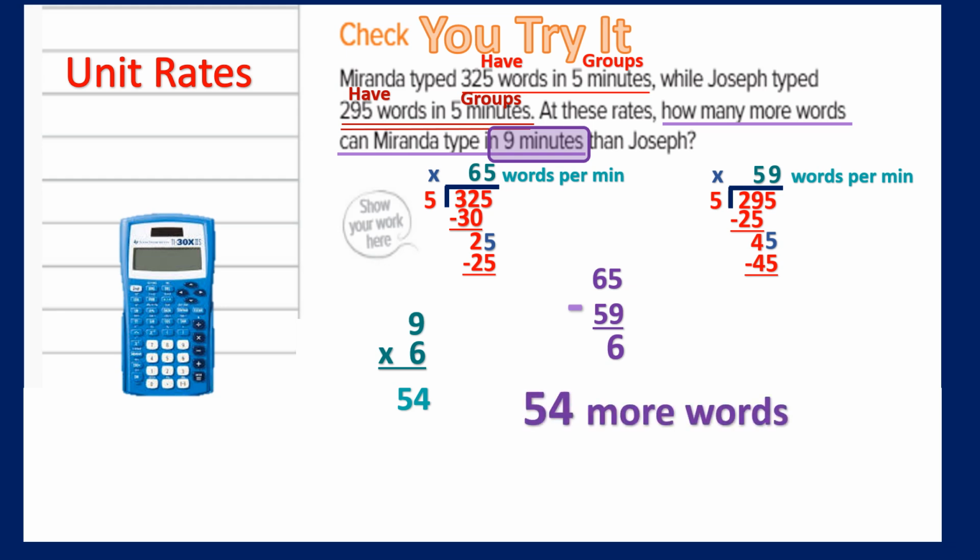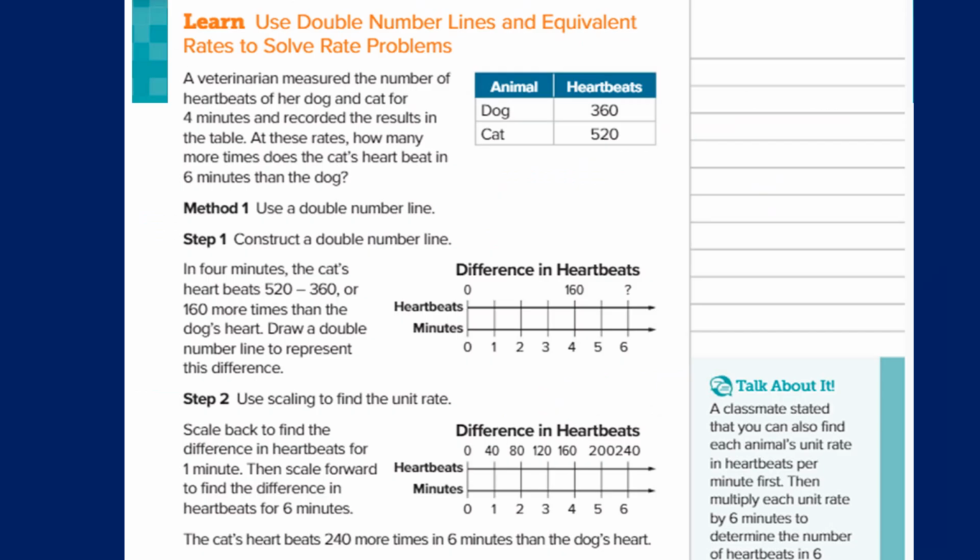So 9 times 6 tells me 54. Miranda will type 54 more words than Joseph in a 9-minute period. Did you get there? Do you understand it? Maybe you need to stop and rewatch it just so you make sure that you have it. If not, we move on.